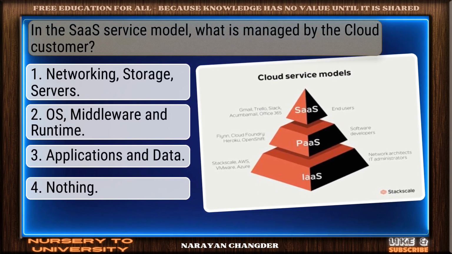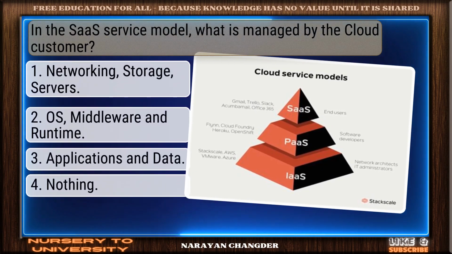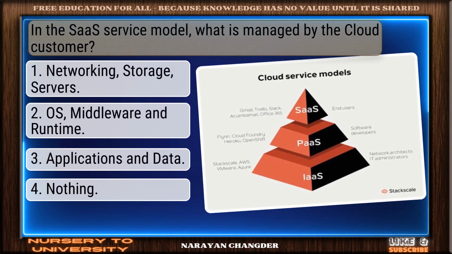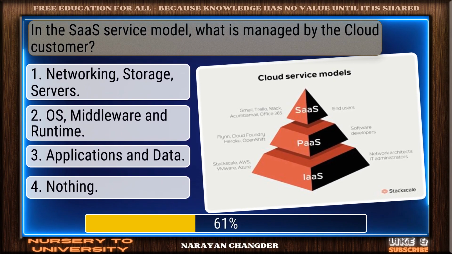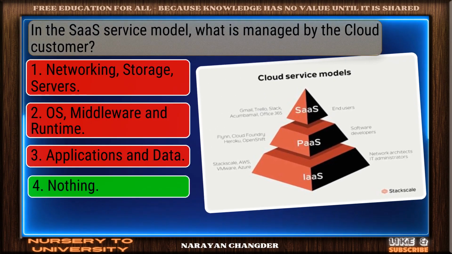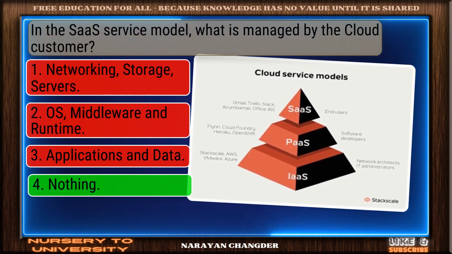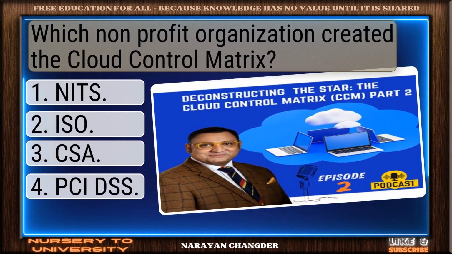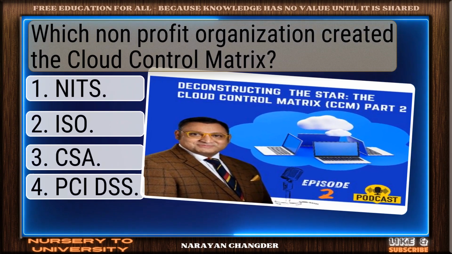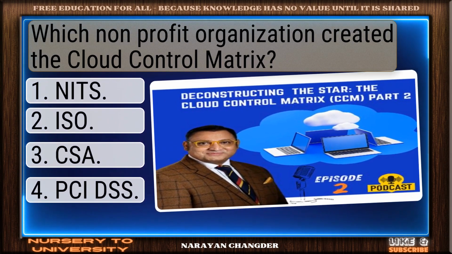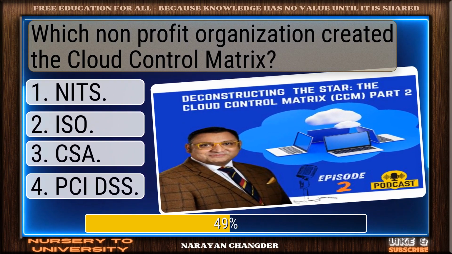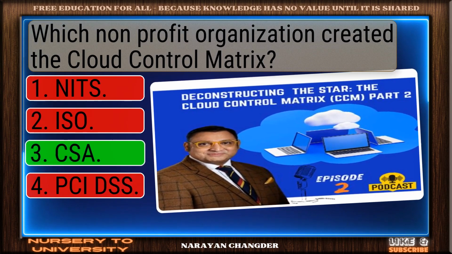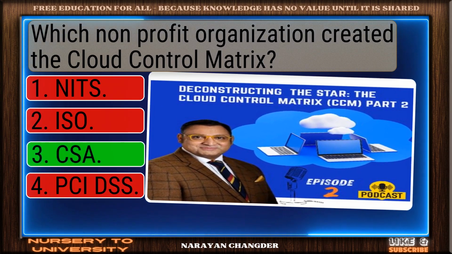Question number 54. In the SaaS service model, what is managed by the cloud customer? You're right. Nothing is the correct answer. Question number 55. Which nonprofit organization created the Cloud Control Matrix? Great job. CSA is the accurate answer.